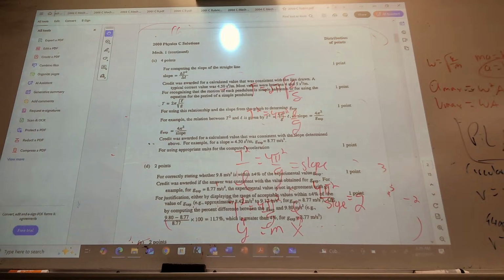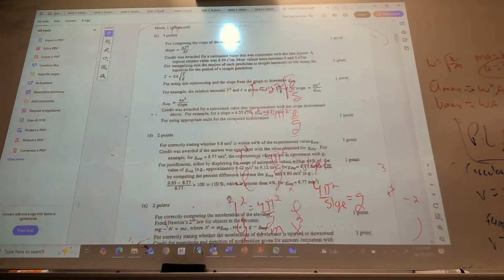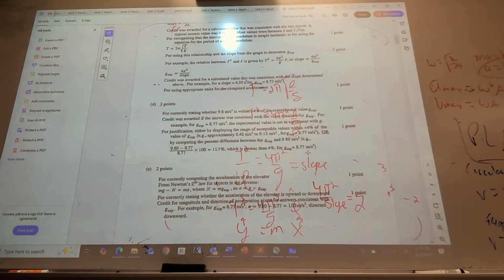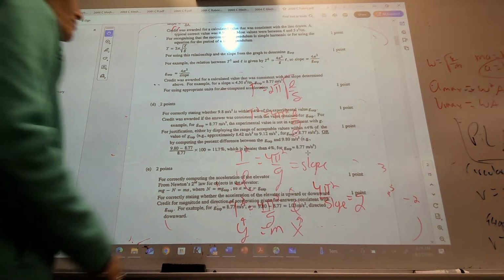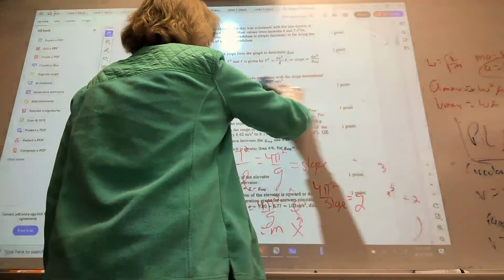If the measurement or apparatus allows you a determination of G that is accurate within 4%, is your experimental value in agreement with the value of 9.8? Okay. Credit was awarded if the answer was consistent with the value. So if your value was incorrect and you got 6 or something, and you showed that, you still got full credit.